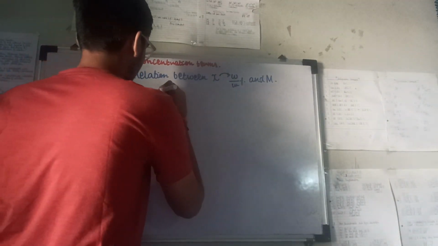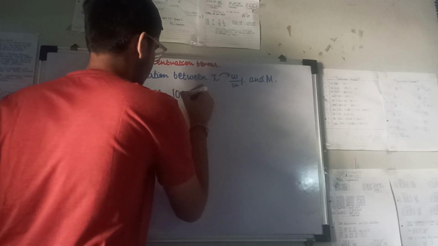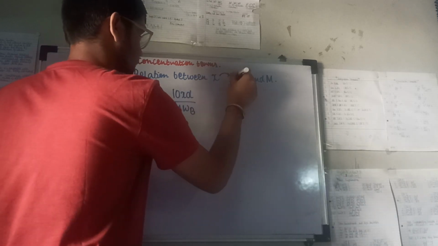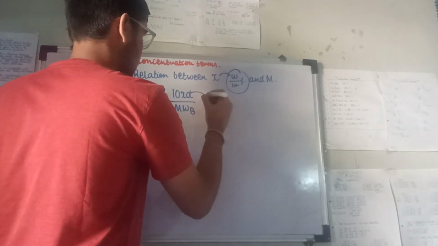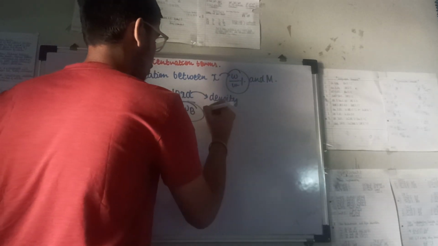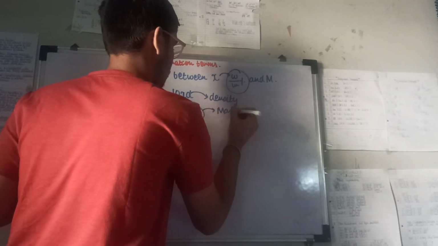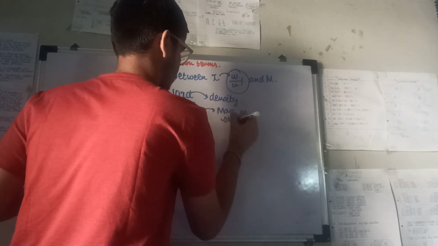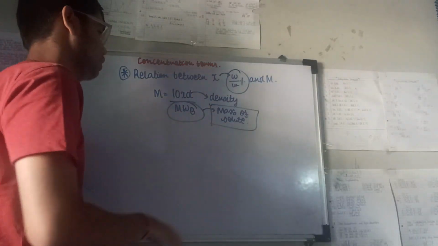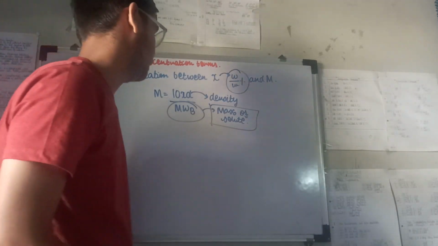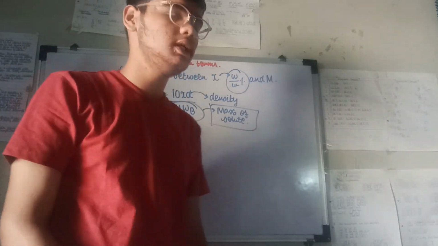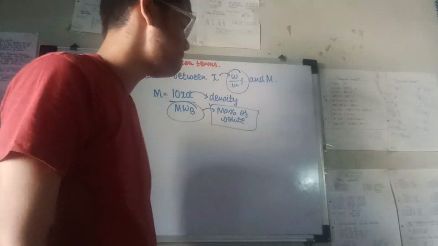So what is the relation? M is equal to 10xd by Mwb. Here x is w by w, d is the density, and Mwb is the mass of solute. So this is the relation between weight by weight percent and molarity. Let's revise: molarity is equal to 10xd by Mwb. Okay.